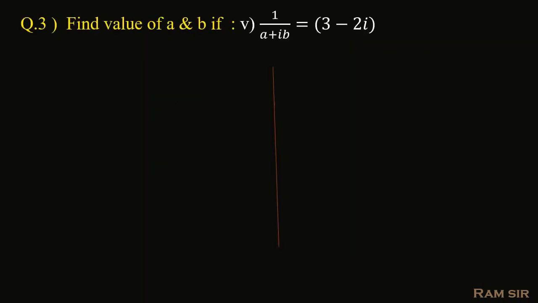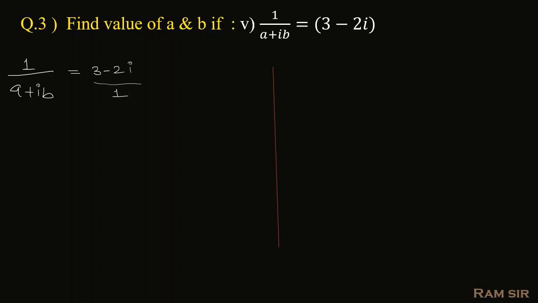Let's continue one more question of this type. And the question is, main question number 3, again find out value of a and b. Question given to us is 1 upon a plus ib is equal to 3 minus 2i. This is what the given information is. So there are a number of ways to simplify this type of question, but the simplest way we'll discuss. Nothing is there in the numerator of 3 minus 2i, so we can write it as 1.